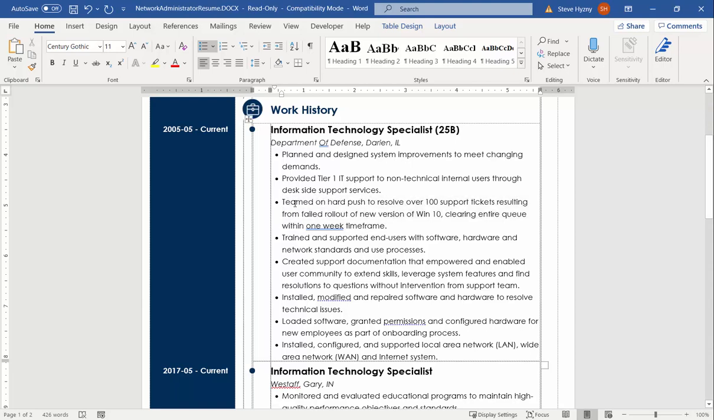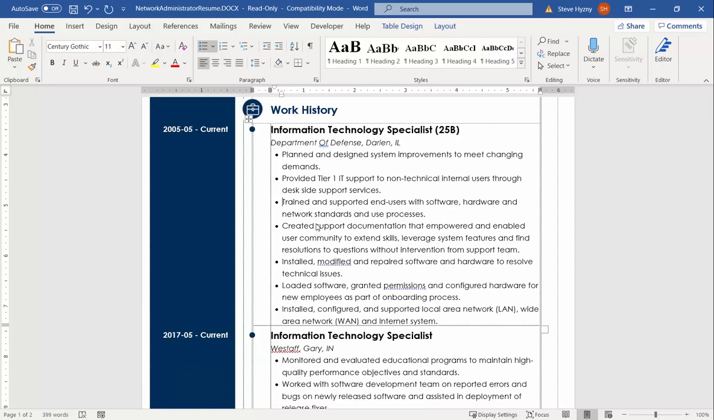I know you were trying to highlight that he did a really good job supporting when there was a problem. If you want to talk about maintaining a 90% efficiency rating or meeting 90% ticket closeout within a certain time period, I might see that. Created support documentation that empowered and enabled user community to extend skills, leverage system features, and find resolutions to questions without intervention from support team.